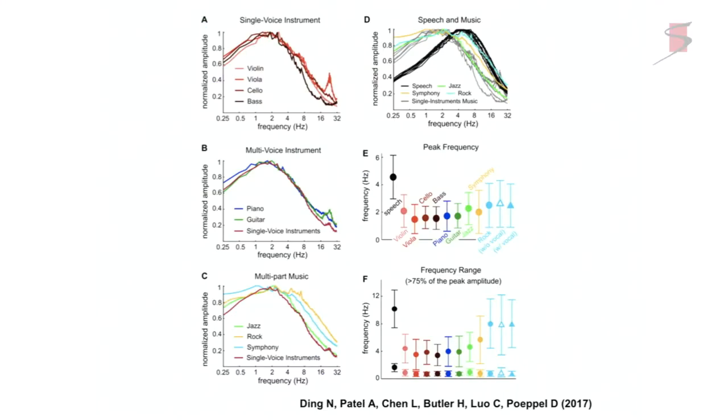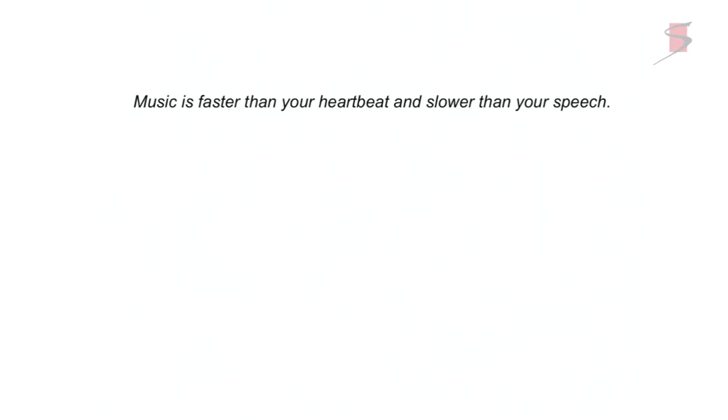I can say, yes, we've done it for music too, obviously, and it's different. In a very systematic and interesting way, music is actually, whether it's single voice instruments, multi-voice instruments, multi-part music, and all kinds of stuff, roughly, so here's actually the distribution for speech. Here it is for music, it's a bit broader, and it's about, on the mean, 2 hertz, kind of cool, 120 beats per minute. So if you want a poetic one-liner, music is faster than your heartbeat and slower than your speech. It's a good way to remember.